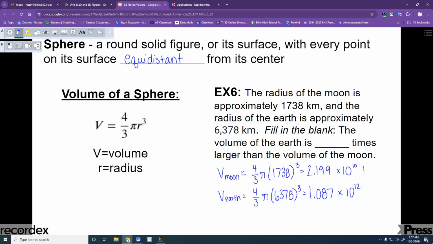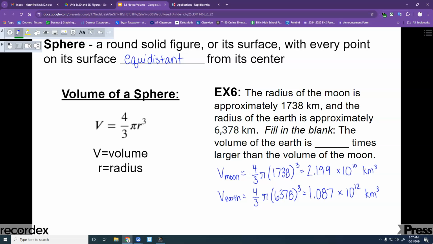And this would be kilometers cubed. Kilometers cubed. So how am I going to answer this? How am I going to tell how many times bigger the Earth is? Just figure like 2 times. Since the Earth is like 12 and the moon is 10, it's bigger by 2. It's 2 decimal points multiplied by 10.